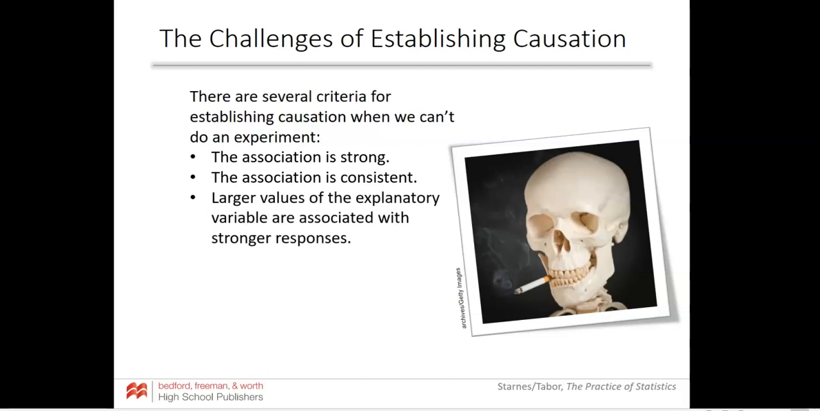The larger values, now we're getting really technical. The larger values of the explanatory variable are associated with stronger responses. So like those points that have large X values.